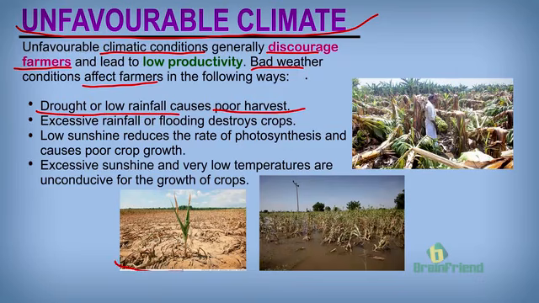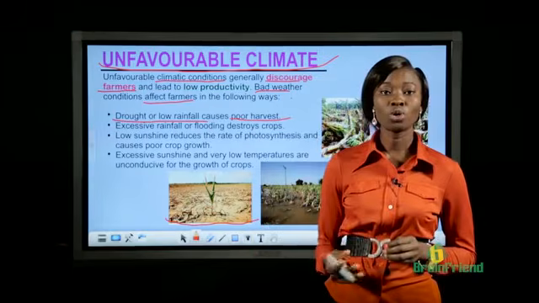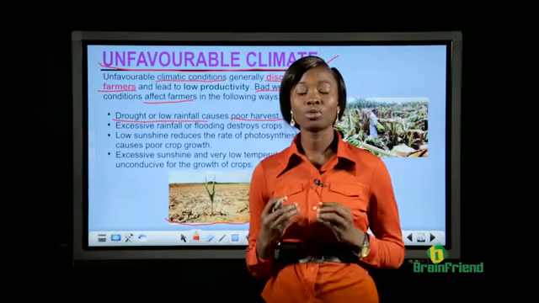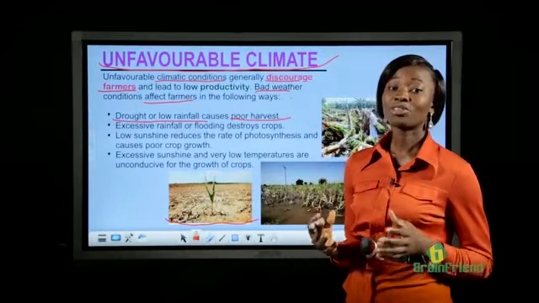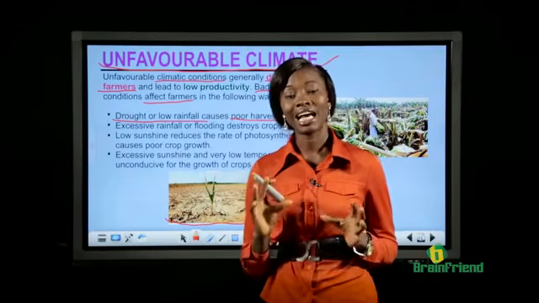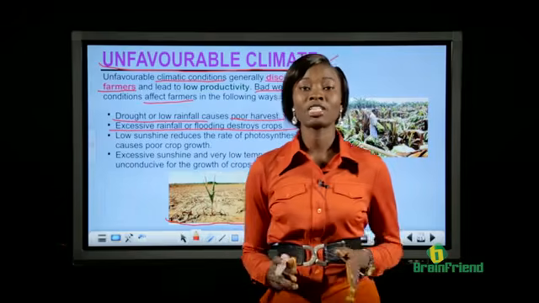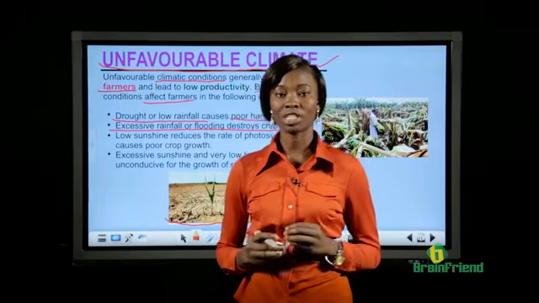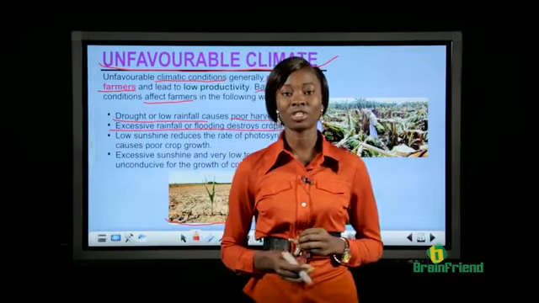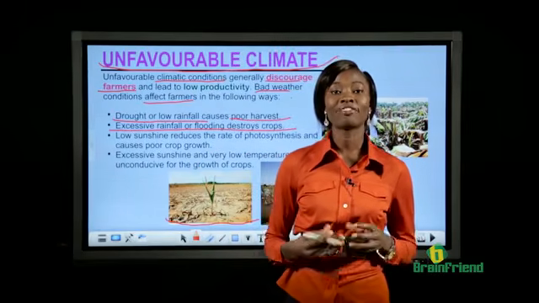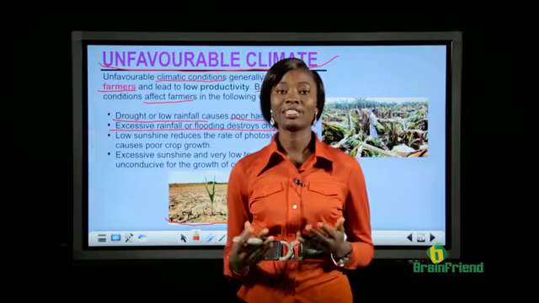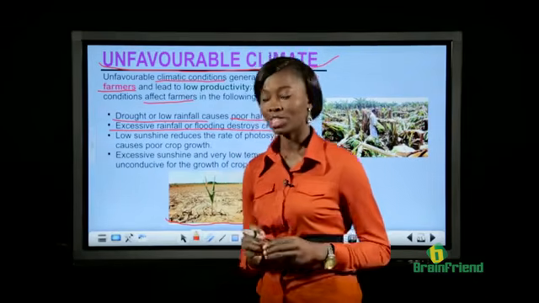Drought refers to a climate that is very, very dry or the absence of rainfall. Crops need water to grow successfully. When there is low rainfall or when there is drought, these crops will not be able to grow successfully and yield adequately. Excess rainfall or flooding destroys crops. Inasmuch as crops require water to grow successfully, they do not want excess of it. So when there's excess rainfall or when a farmland is flooded, most crops die and they do not yield successfully.